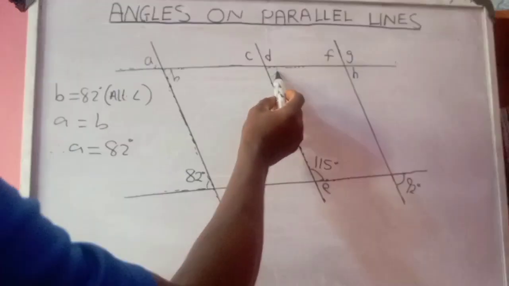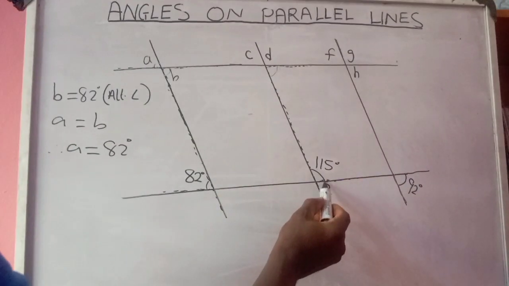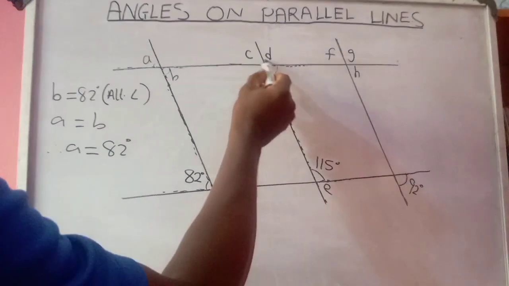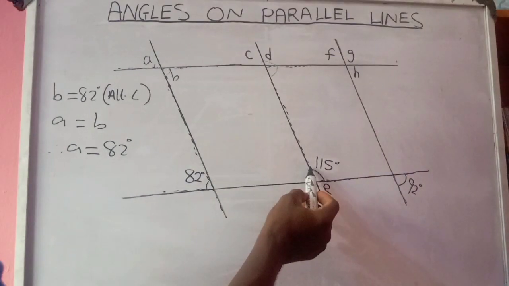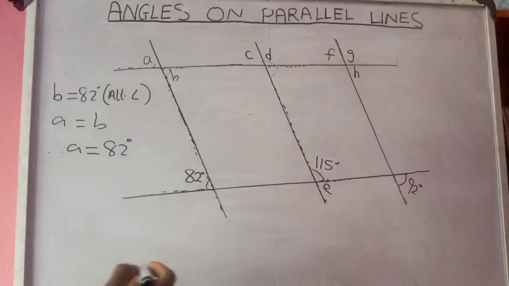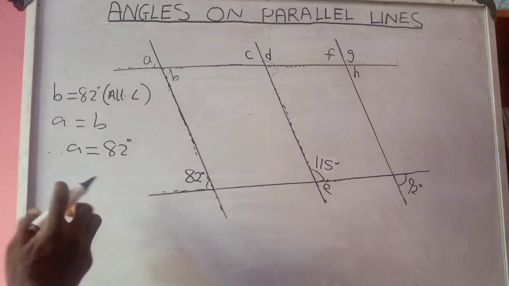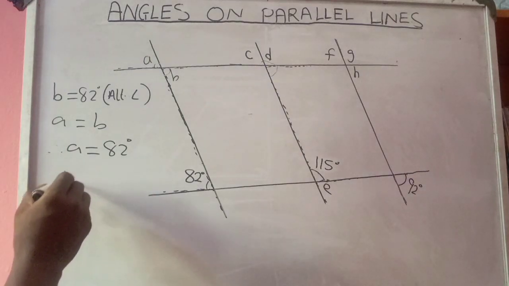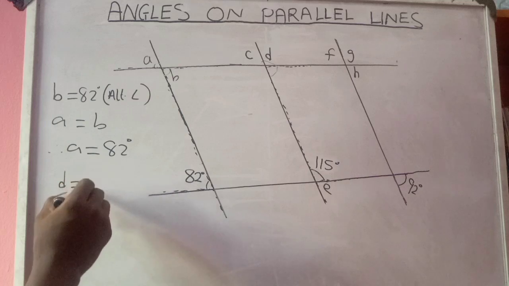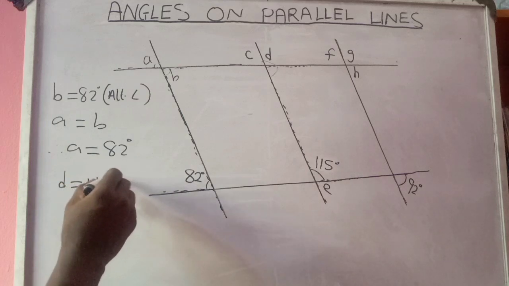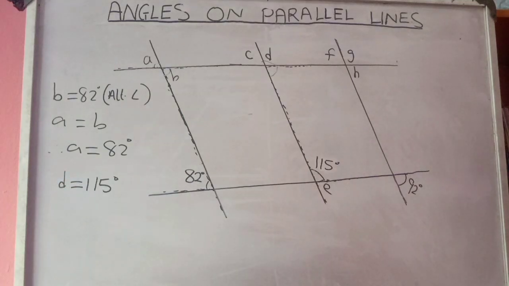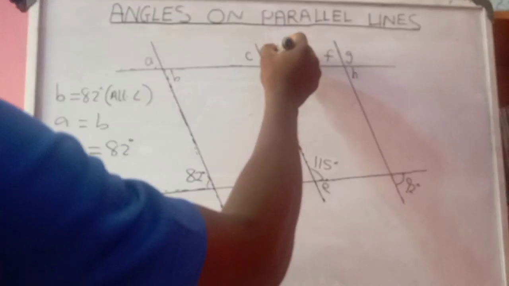Okay, that's to say whatever that is here is the same as E. Then above the hand and above the hand, so therefore 115 and D are the same. So from here I can say that D is equal to 115 degree.